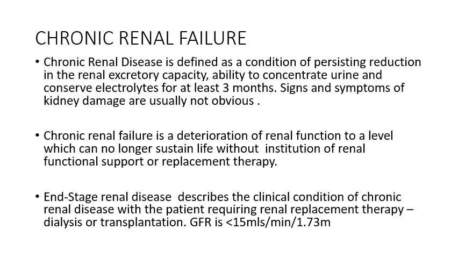And chronic renal failure is irreversible and progressive, meaning that there is nothing you can do to reverse the renal failure once the chronic renal failure has set in. All that can be done is to slow down its progression, or to the extent that you almost halt the progression. All right. So the simple definition I say is that chronic renal disease is defined as a condition of persisting reduction in the renal excretory capacity as a function of the kidney, ability to concentrate urine as a function of the kidney, and conserve electrolytes for at least 3 months. Okay, so we have the time frame here, we have the renal functions here.